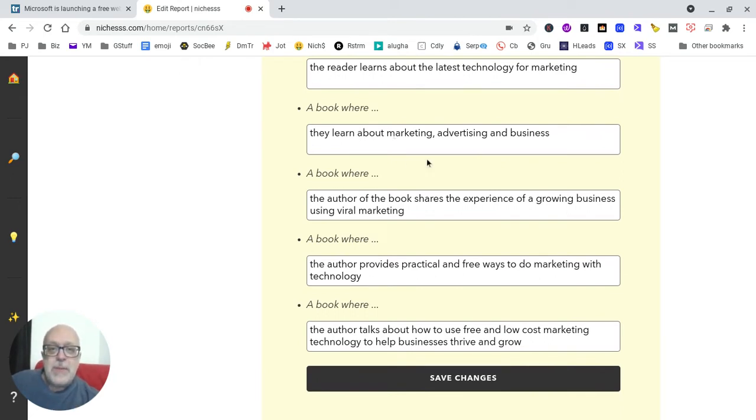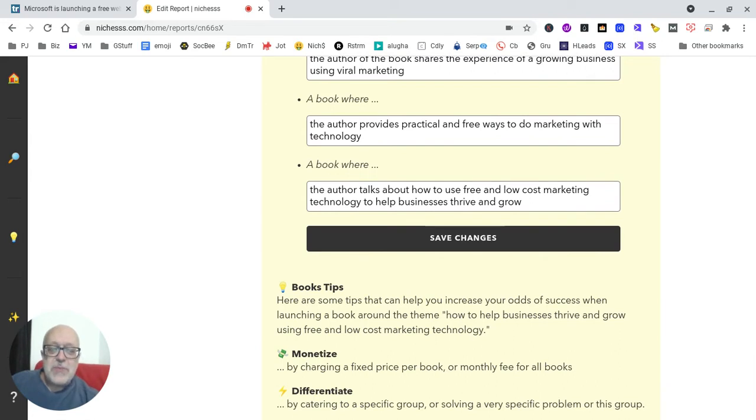A book where to learn about marketing, advertising, business, and you could couch that in the terms of what's happening now in 2021, 2022, because like I said, innovation is changing all the time, and this is going to get faster rather than slowing down. So the opportunities are immense, guys.